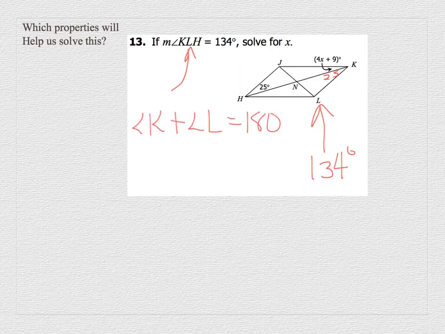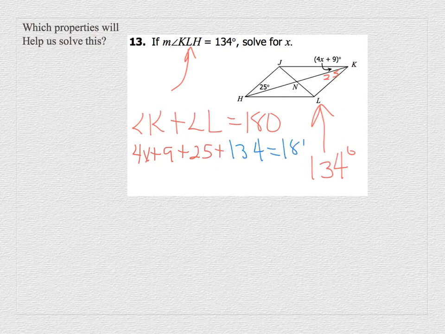So what we know is that angle K and L are right next to each other, so they add up to 180. Angle K is made up of 2 smaller angles, which is 4x plus 9 plus 25. And angle L is made up of 134. And we're going to set that equal to 180. Go ahead and give your algebra a whirl, and let's see what you get. Combining like terms, we get the final answer is x is equal to 3.